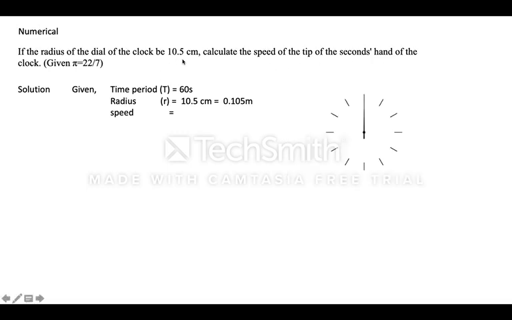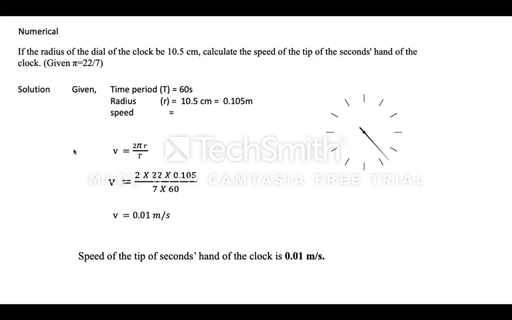The radius is given as 10.5 centimeter. Since the centimeter is not the SI unit, you need to convert to the SI unit by dividing by 100. So 0.105 meter. You need to calculate the speed. Just now we have learned v is equal to 2 pi r by T. Substitute r and T, you will get 0.01 meter per second. Note the unit is compulsory to write. Without unit, the answer is incomplete. Speed of the tip of the seconds hand of a clock is 0.01 meter per second.